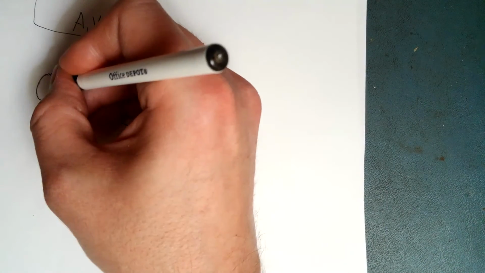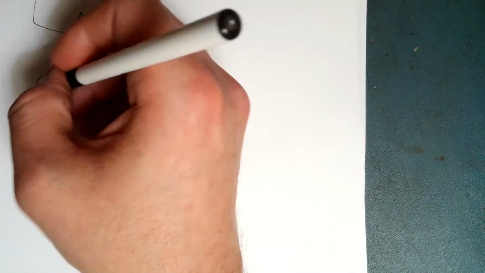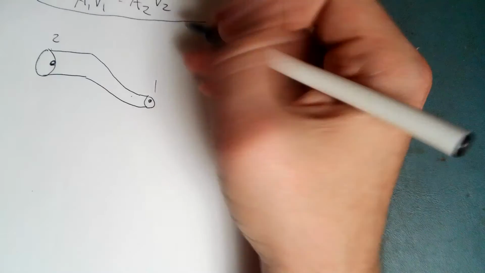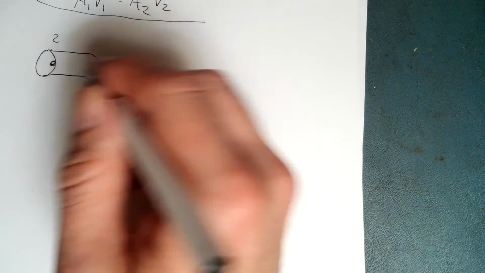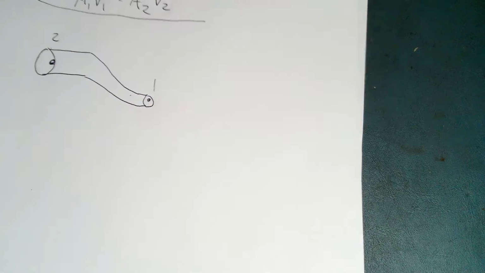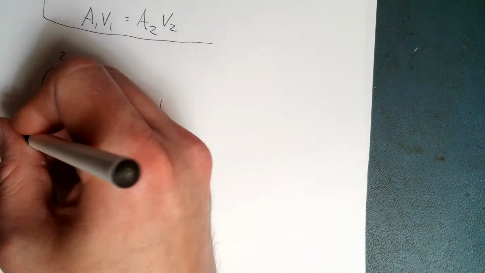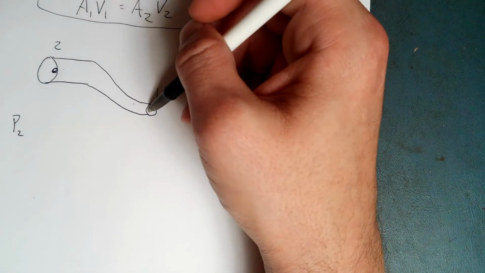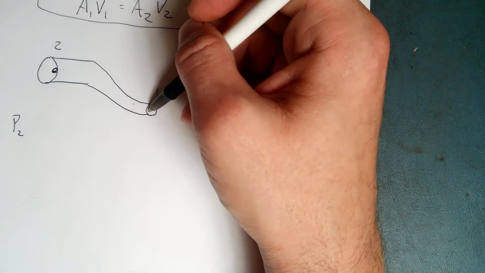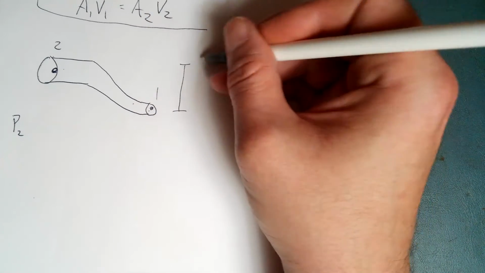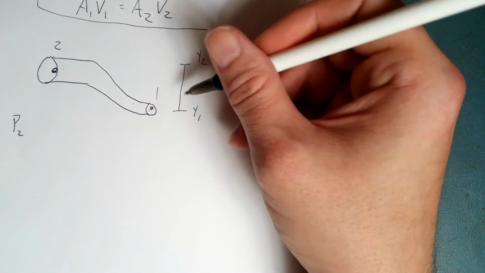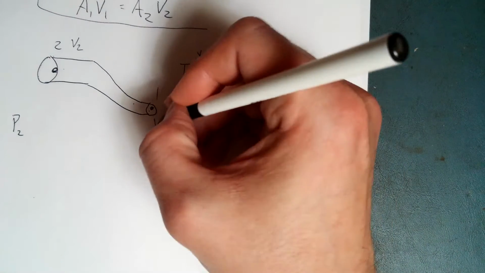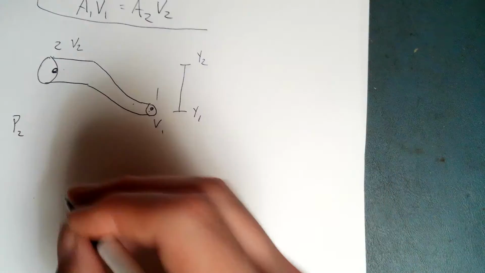For some reason, I don't know why they do this, they have 2 first and 1 second. It doesn't matter. It's completely reversible. You just have to keep track of which point is 1 and which point is 2. I'm just going to stay with the book here. So from 2 to 1, the pressure inside the water is changing. We have Y2 and Y1, so the height is changing, and V2 and V1, which are changing. The density is constant throughout.